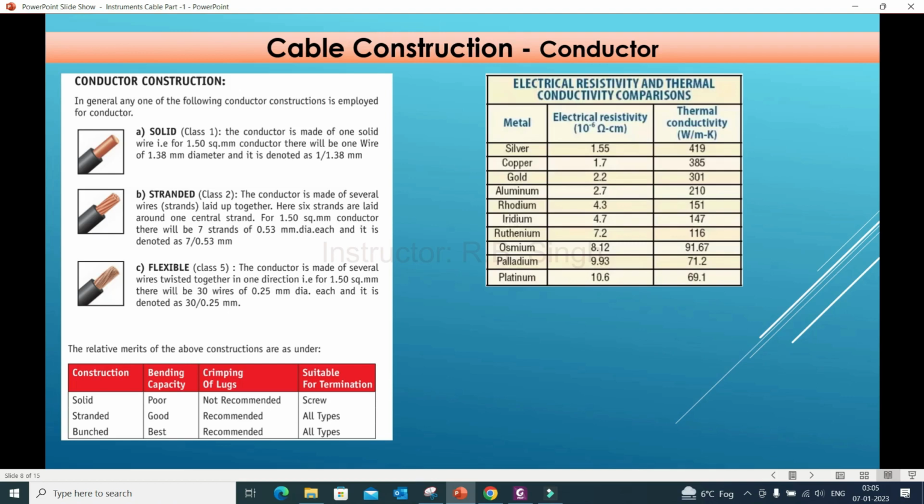If we talk about the material of the conductor, then in maximum conditions we use copper wire, because if you see the table of electrical resistivity and thermal conductivity, the top one is silver wire. However, silver wire is the most costly over the other types of material, so we normally use copper wire because it has very good conductivity and very low resistivity. So normally you can see in industries copper wire is used.